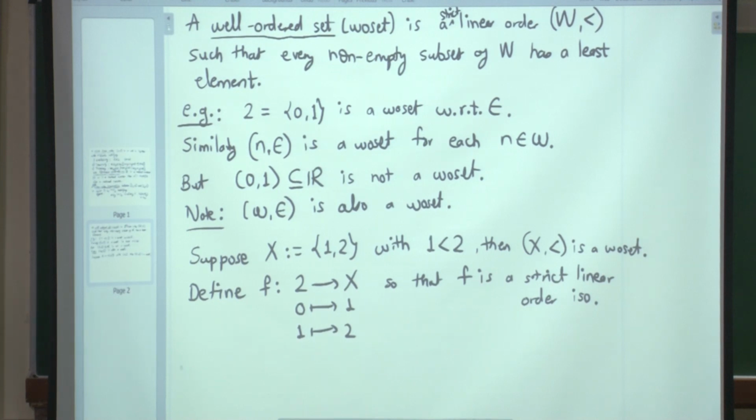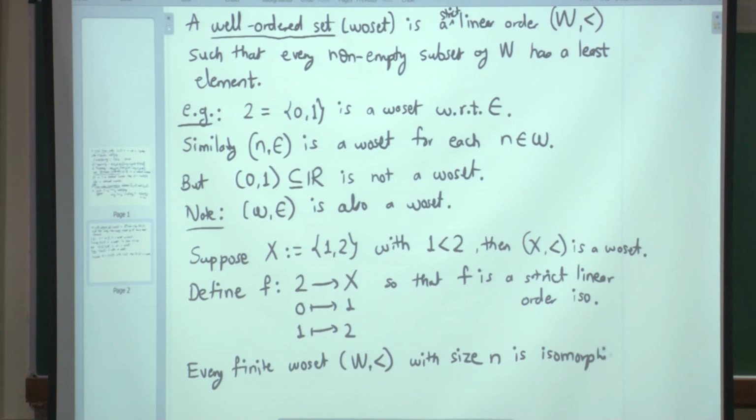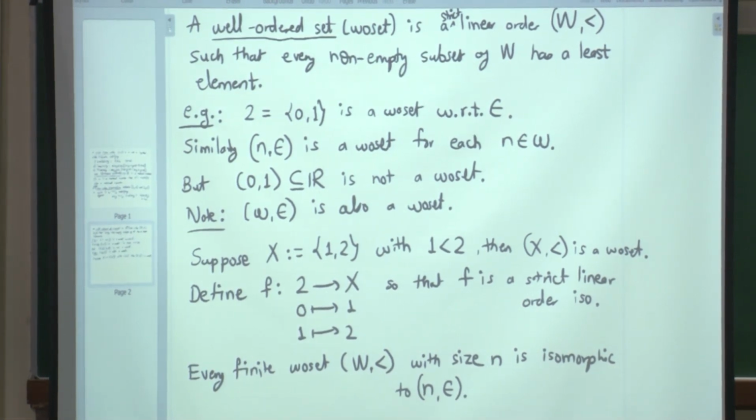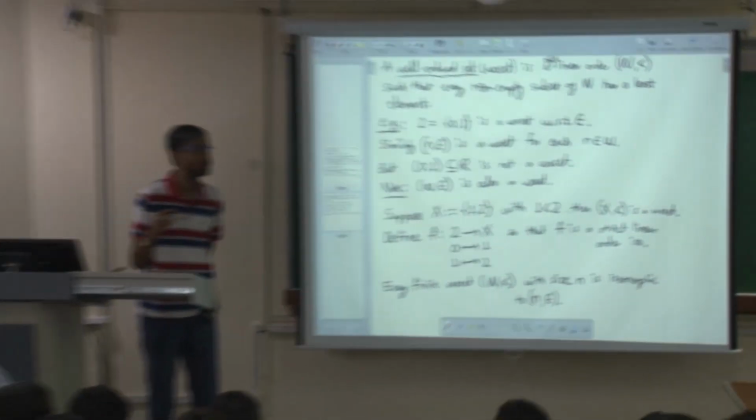Right? So every finite well-ordered set (W, less than) with size n is isomorphic to (n, belongs to). Do you agree with this? You understand how to do it?